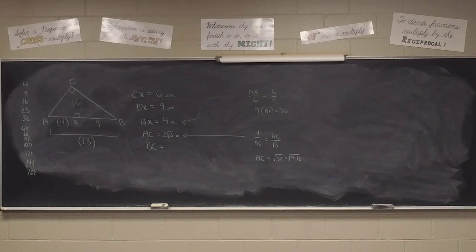Once you've got an x and a b, you have a segment and you have the hypotenuse, so you can do segment is to leg as leg is to hypotenuse. How many got AC to be 2 times the square root of 13 inches?